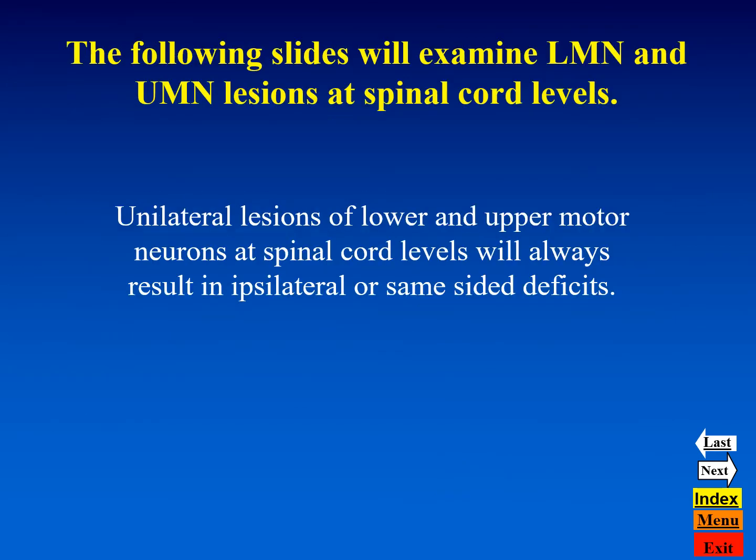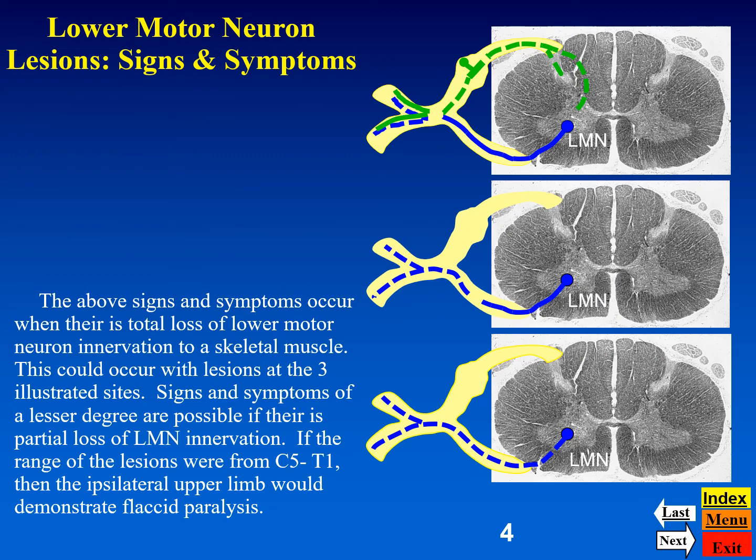The first series of slides we'll be dealing with spinal cord lesions of the upper motor neuron and/or the lower motor neurons. In this case, the results of these lesions, you could have upper motor neuron deficits or lower motor neuron deficits, but they would always be on the ipsilateral side of the body. So first we'll look at some spinal cord levels here to examine lesions of the voluntary motor pathway. 3 examples are shown here, resulting in lower motor neuron deficits.